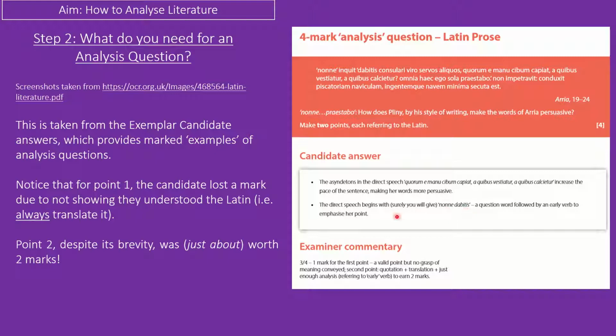They've given the Latin, they've translated it, and then they've given the briefest bit of analysis possible, a question word followed by an early verb. And that's apparently worth 2 marks. Frankly, a little bit generous, but hey, whatever.